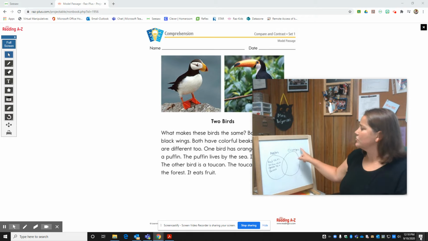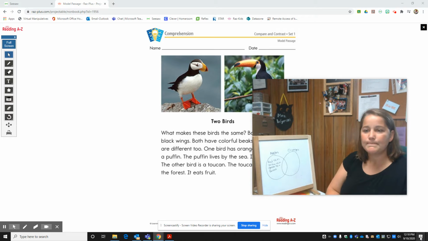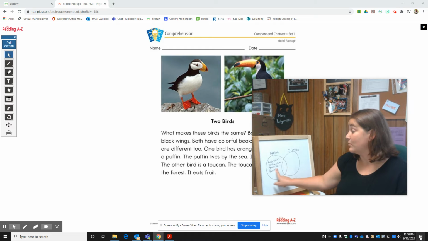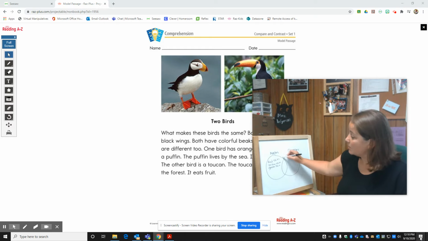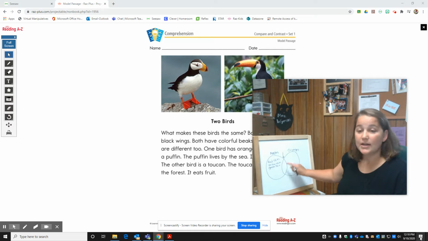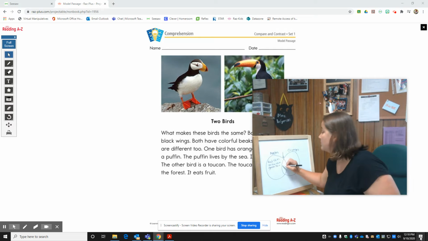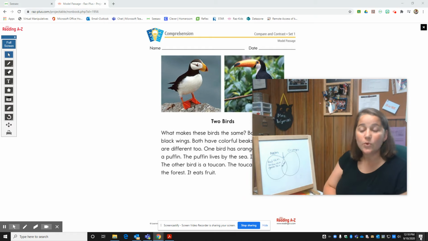What do you think about oranges? Can oranges also sometimes be sweet? If you said yes, you're right. So that's something they have in common. So anything they have in common is going to go right here in this little space. So I could put sweet right in the middle because both apples and oranges could be sweet.